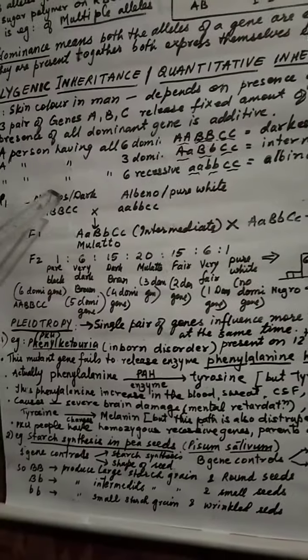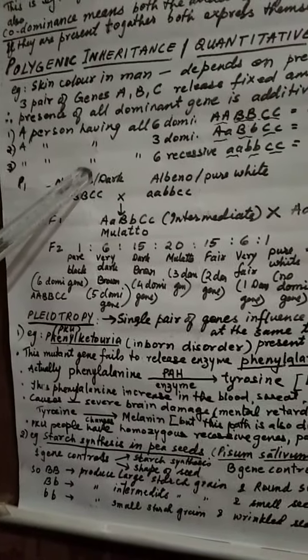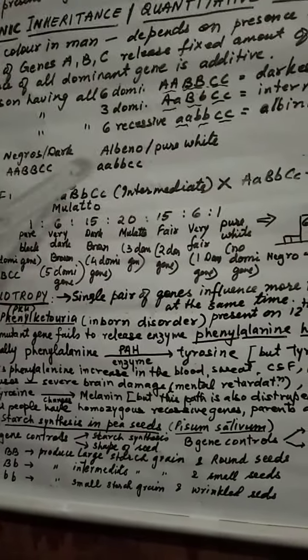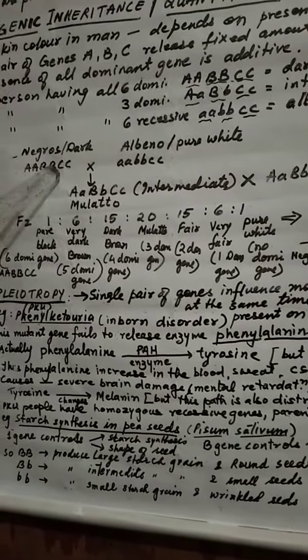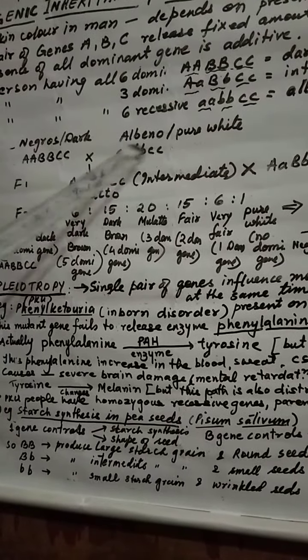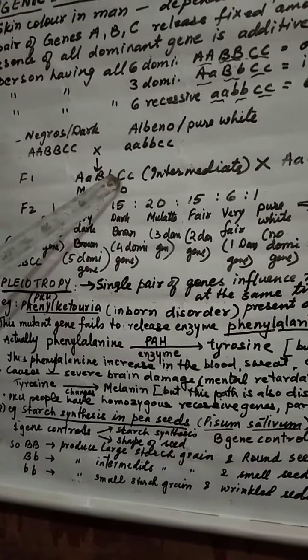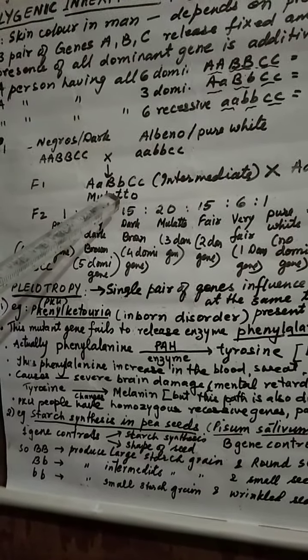It will be a white person with no melanin pigment at all. Let us see this with an example. These are the parents. We have taken a Negro, that is a dark colored man, and an albino, the pure white female. Symbolize one with all capitals and the other with all small alphabets. What will we get in F1? Definitely intermediate. This intermediate color is called mulatto.